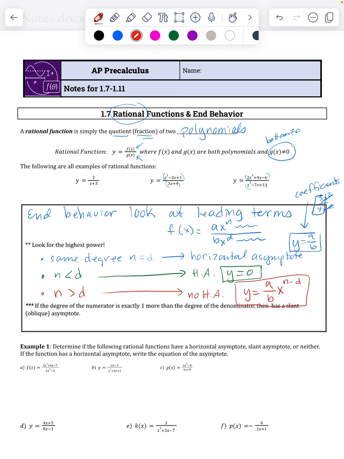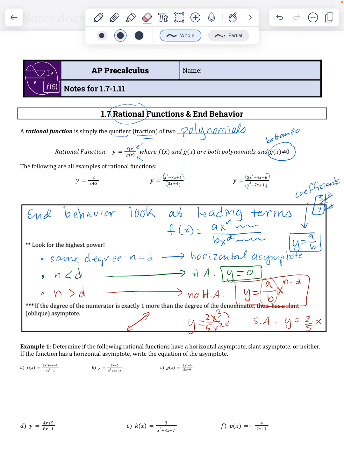And you have a special case where if the degree of the top is exactly 1 more than the bottom, then you have a slant or oblique asymptote that the graph will go towards at the end. So that would be a scenario where you would have, let's say, 2x to the 3 over 5x to the second. That is 1 degree higher than the bottom. So you would have a slant asymptote at y equals 2/5 x, because I keep the a and the d.